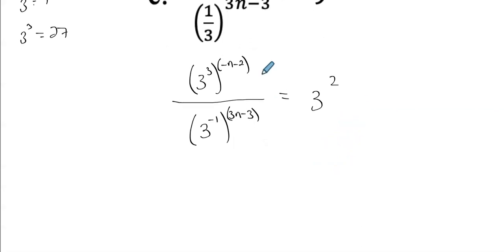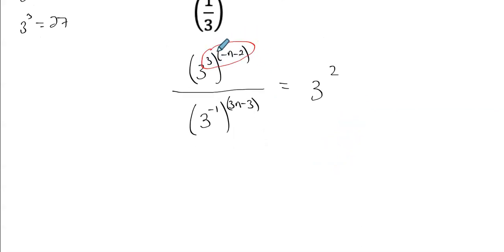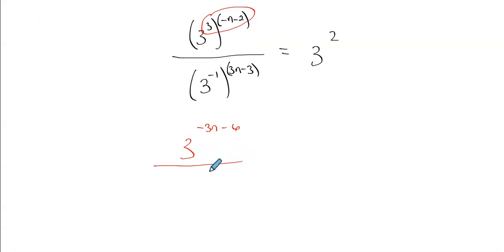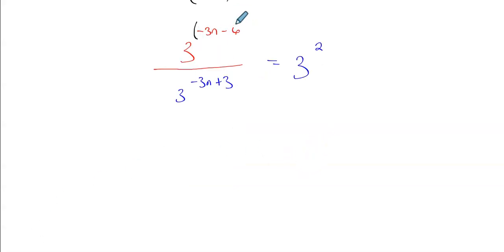And clean these up a little bit. I'm going to combine this part here. So that's 3 to the negative 3n minus 6 over 3 to the negative 3n plus 3. And all I'm doing is just multiplying those, equals 3 squared. I have division here, so I'm going to take this quantity here, negative 3n minus 6, minus, and I'm going to take the second quantity here, which is negative 3n plus 3, and equal this to 2.